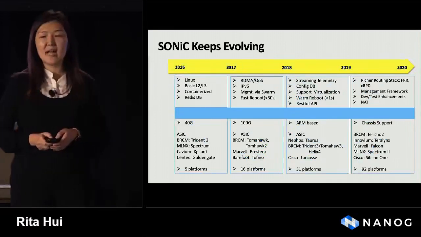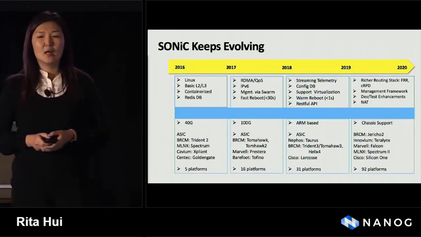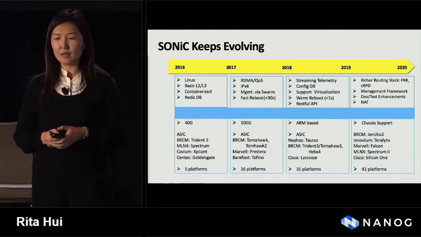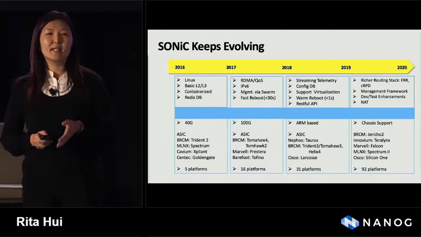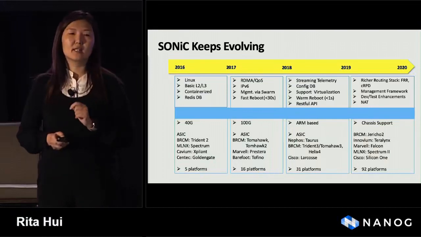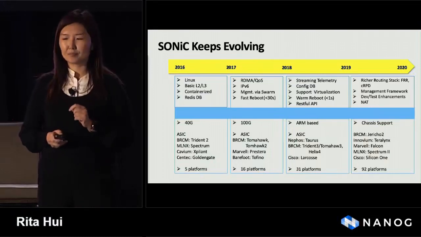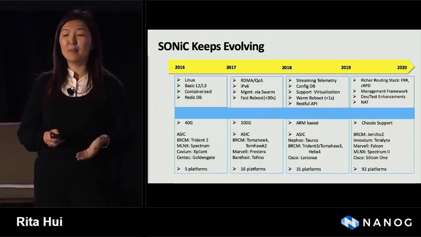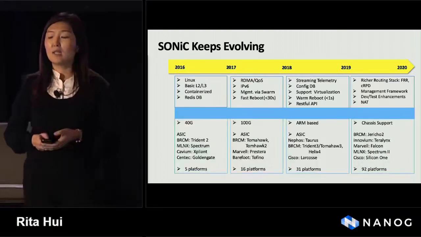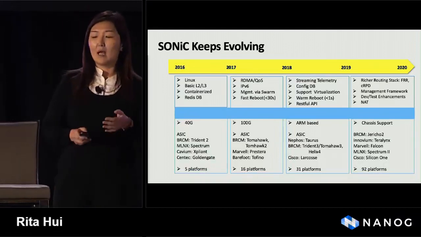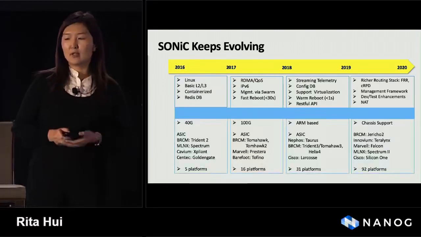Over the years, we've added a number of features into SONiC. In the first year, 2016, when SONiC was first released, it supported basically layer 2 and 3 functionality with a solid Docker container architecture and a Redis database. In the second year, we added more advanced features such as RDMA support, IPv6, and Docker management via Swarm. And then in the third year, we added streaming telemetry, beefed up the config database, and added the warm reboot feature, which I just talked about.